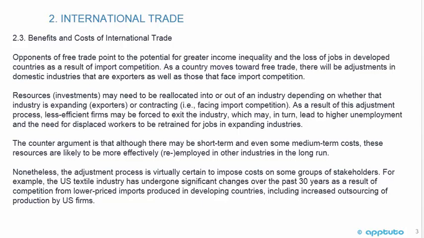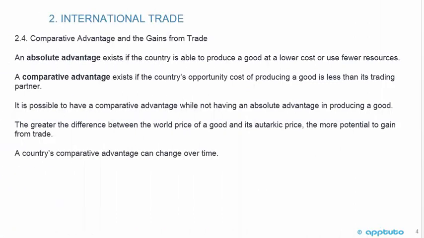For example, the U.S. textile industry has undergone significant changes over the past 30 years as a result of competition from lower-priced imports produced in developing countries, including increased outsourcing of production by U.S. firms. International trade, comparative advantage, and the gains from trade.